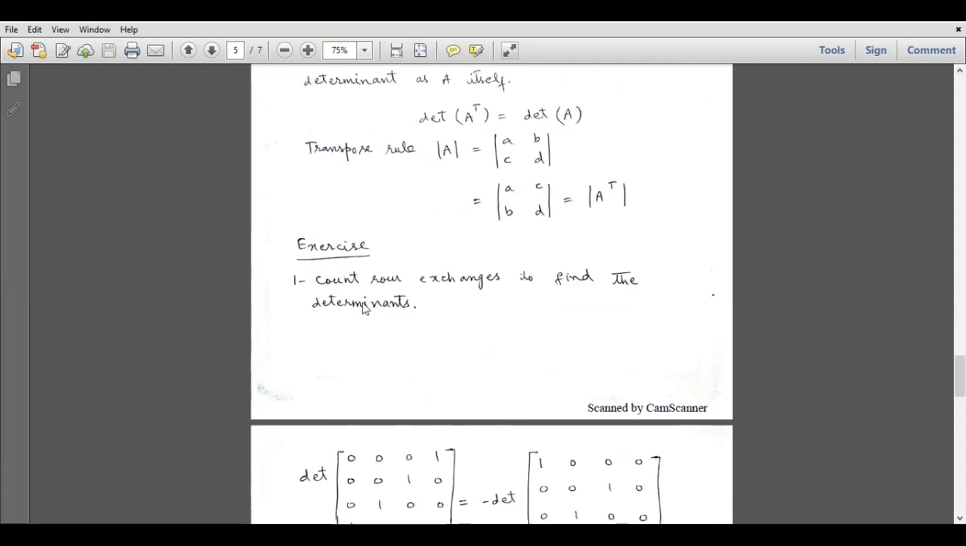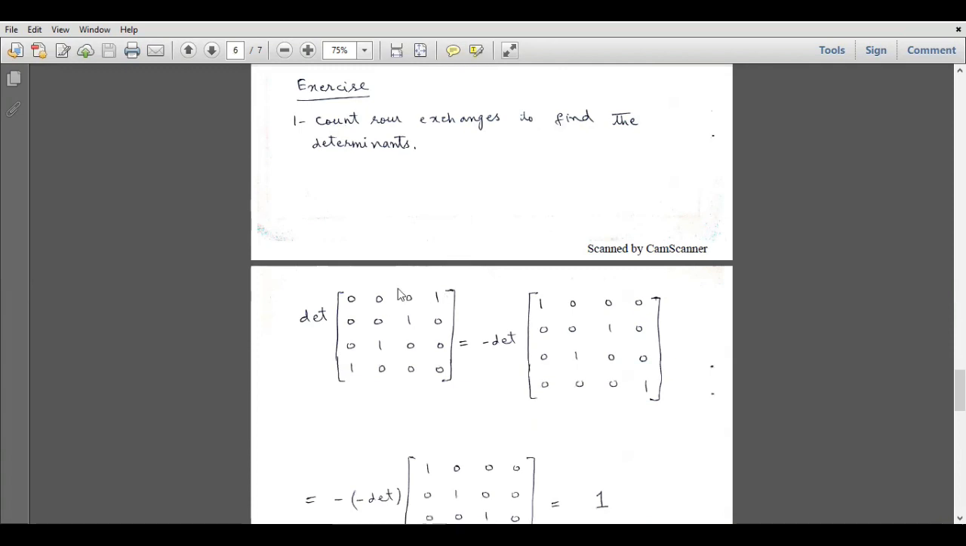So now I will solve two examples. In the first example, we have to count row exchanges to find the determinant. Suppose we have this original matrix whose determinant has to be evaluated. Now we know that the determinant of the identity matrix is equal to 1. So we can do row exchanges or column exchanges to convert this matrix to the identity matrix, and then we can check what the determinant can be.